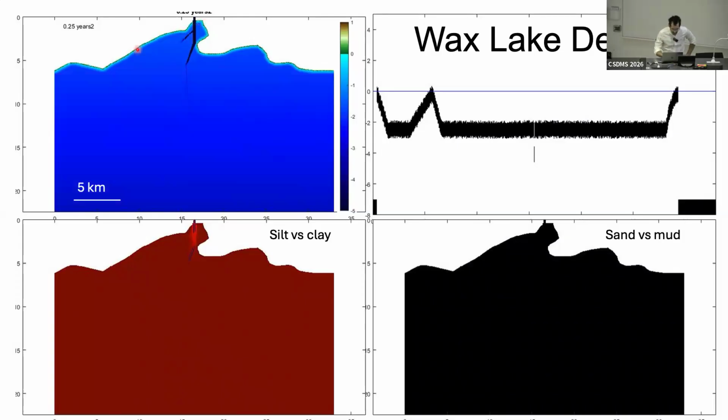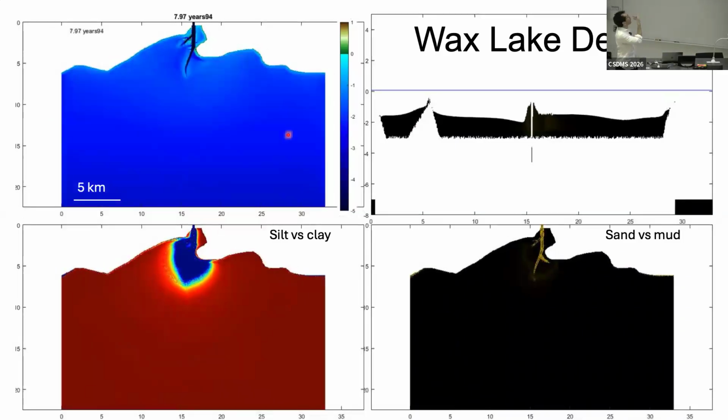So this is the bathymetry. This is a transect, roughly crossing this way. And this is the sand and mud composition. Sand is going to be yellow, mud is going to be black. And this is silt and clay, where red is clay and blue is silt.